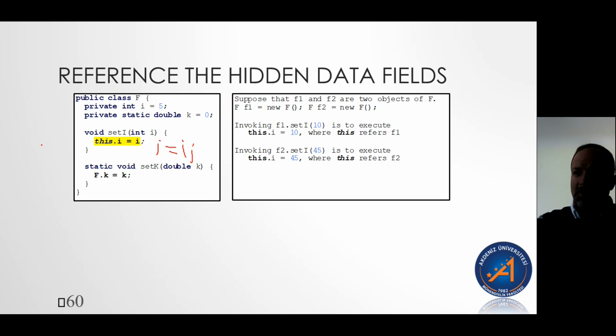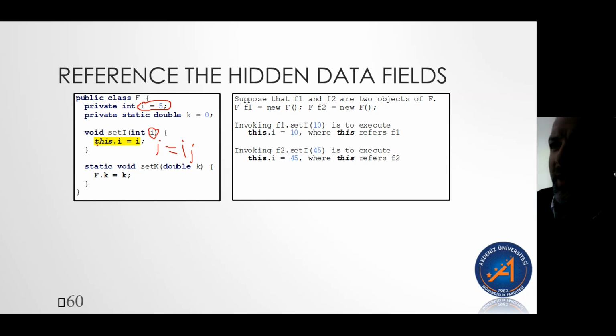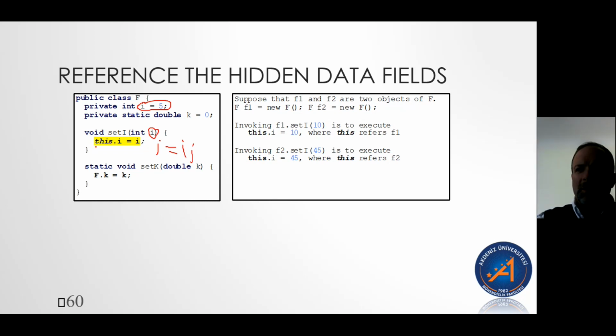One of these i's refers to the class variable or instance variable. One of these i's refers to the passed parameter to the method. Which one is which? If I were to do i = i, I don't know which one is which, right? So by saying this.i = i, I'm telling the compiler the one on the left side is the class variable. The one on the right side is the parameter being passed.